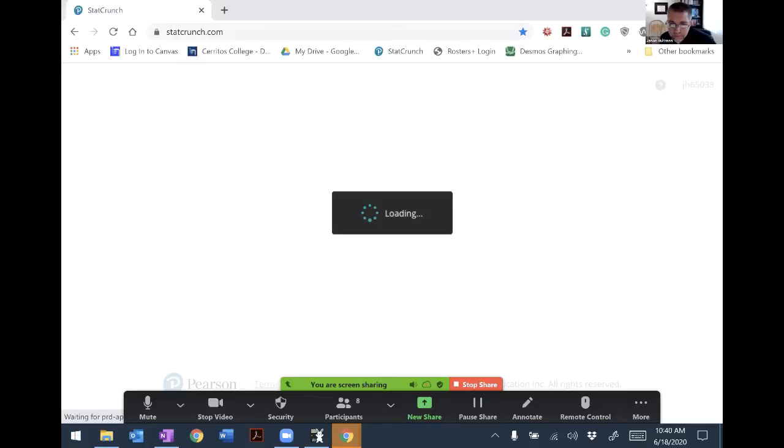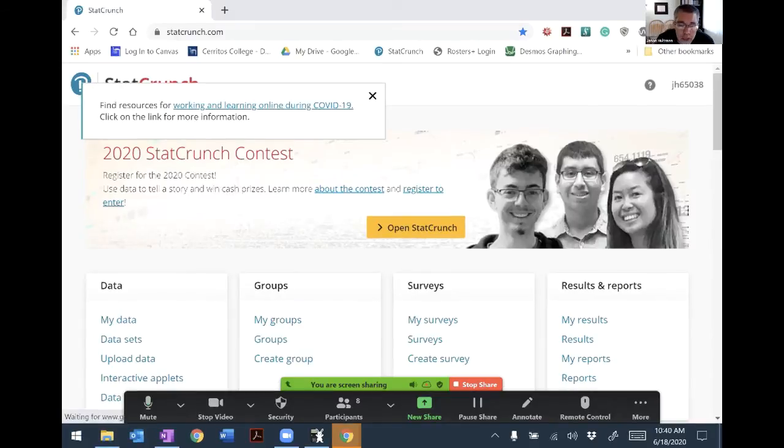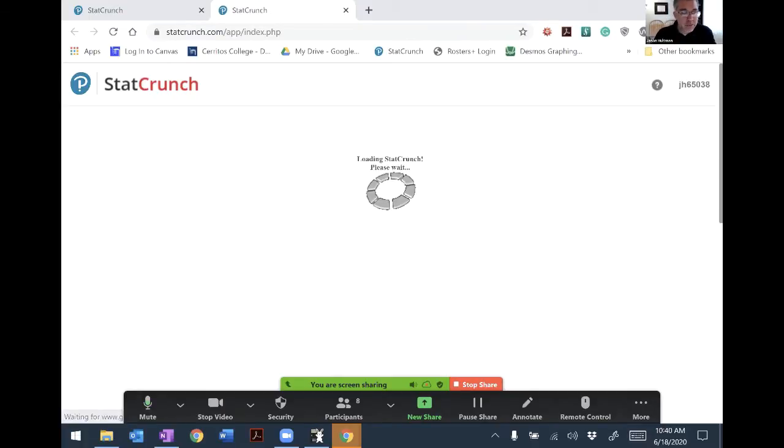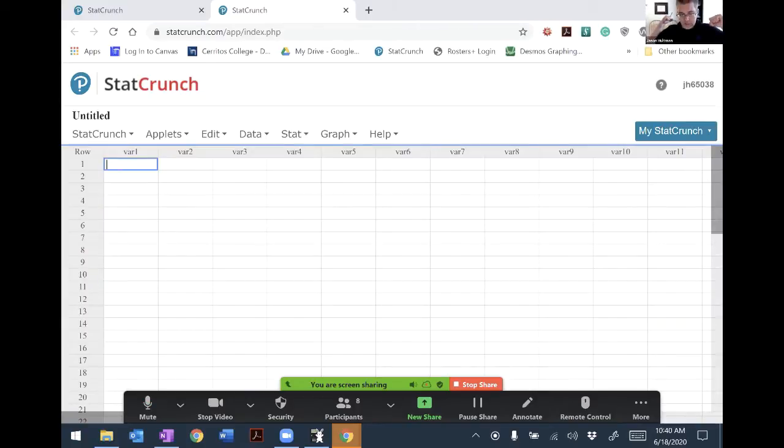Okay, I'm gonna let that load. And then I'm gonna click on, well, I'm already logged in. So after I log in, I'm then gonna click on Open StatCrunch. And after I click Open StatCrunch, this is gonna give me a spreadsheet to work with. Okay, Open StatCrunch spreadsheet.